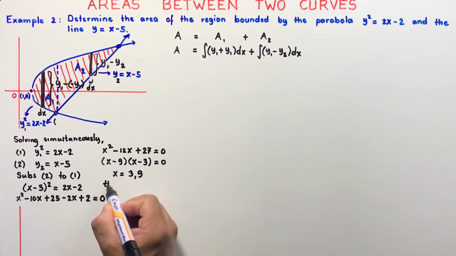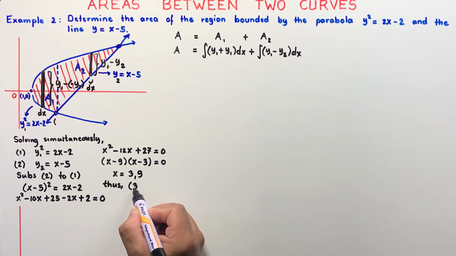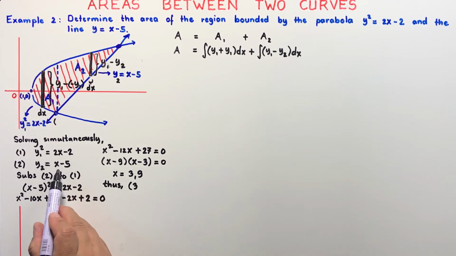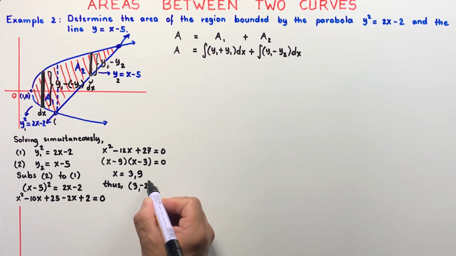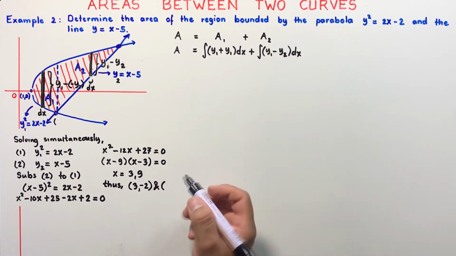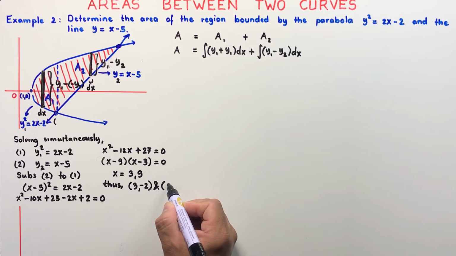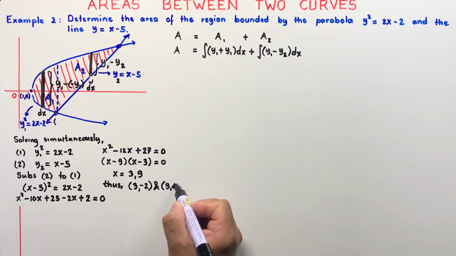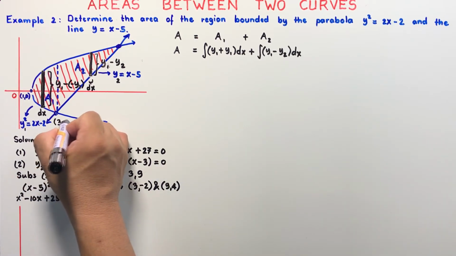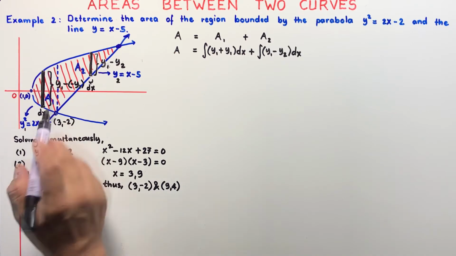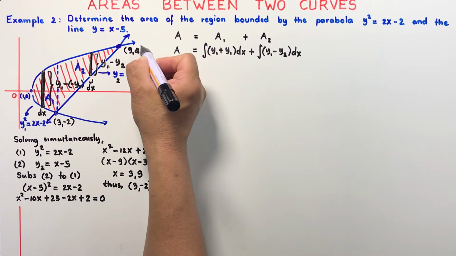Thus, the points of intersection is 3. When you substitute 3 to any of the equations, say this one, 3 minus 5 is negative 2. And the other one is when x is 9. So 9 minus 5 is 4. So we have coordinates of 9, 4. Then therefore, this one is 3, negative 2. This point of intersection, and this one is having coordinates of 9, 4 here.